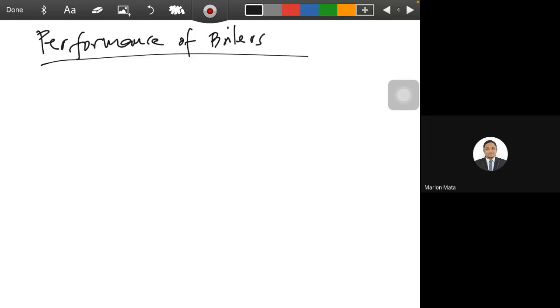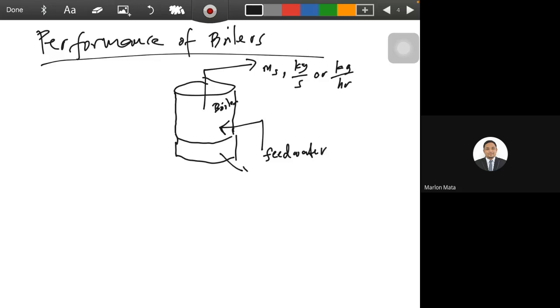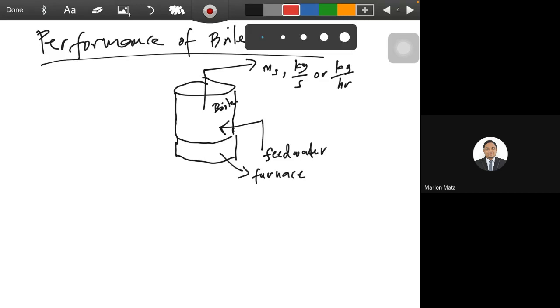Okay, if we draw a boiler here, again, it looks like there are two drums. This is the boiler part. This is where the steam exits. The steam has the symbol ms and a unit of kilogram per second, or more commonly kilograms per hour, because the number will be too huge if we use kilograms per second. In the boiler, we feed in what is known as the feed water, the water which will be subjected to heating such that it will boil. The smaller lower drum is the furnace, where combustion occurs, which supplies heat to our feed water.